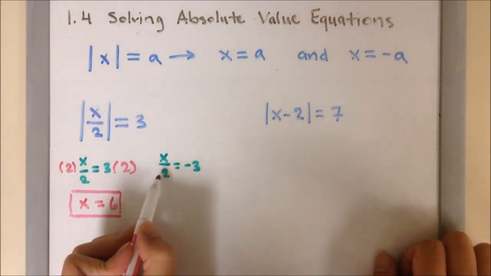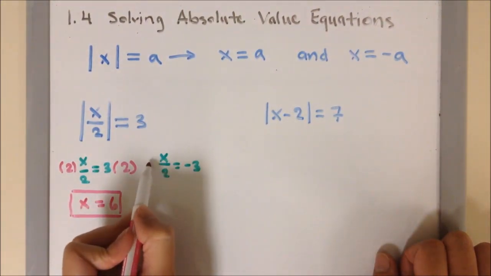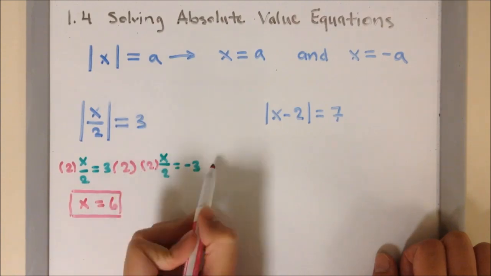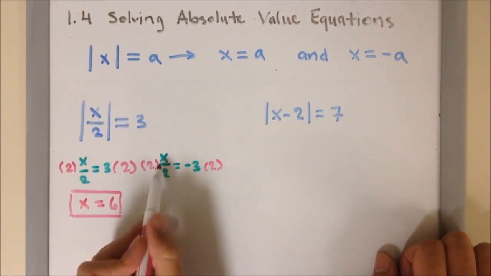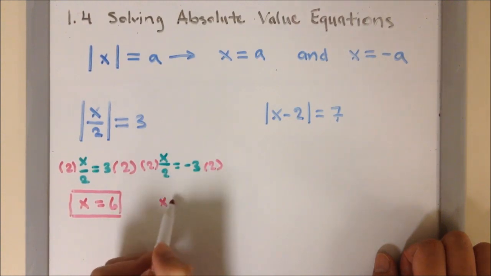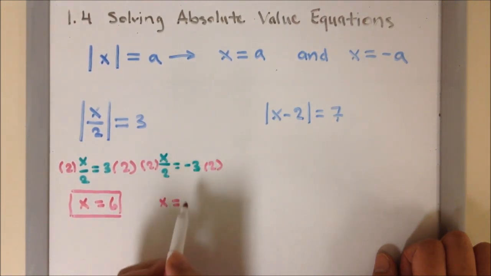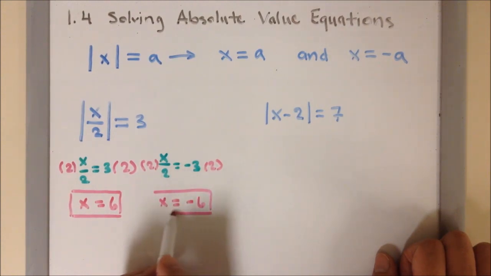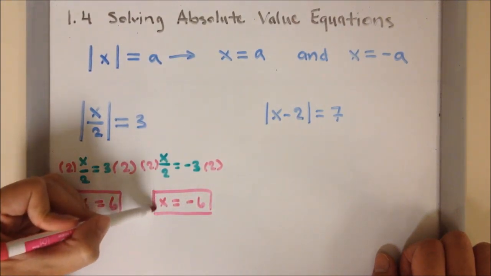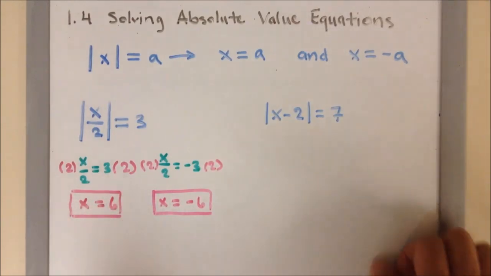I'm going to do the same process. I want to get rid of the denominator. I'm going to multiply left side and right side by 2. 2 divided by 2, I'm left with 1x equals negative 3 times 2, negative 6. So those are our two solutions.